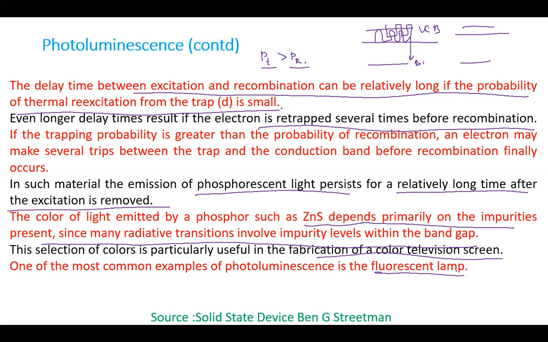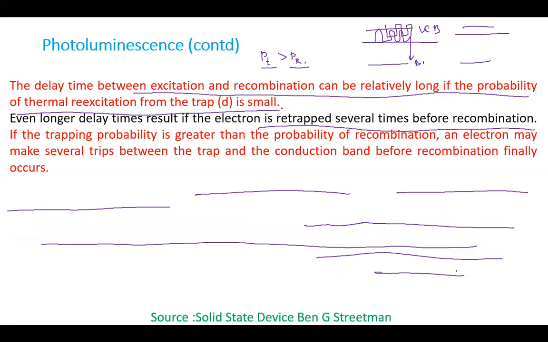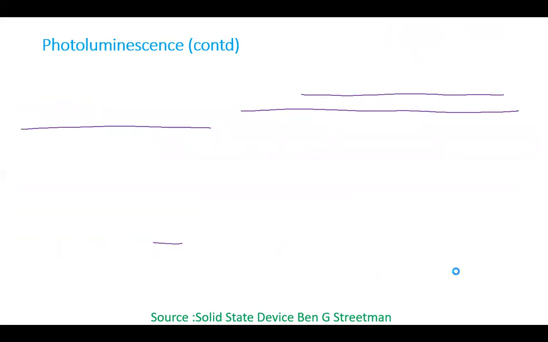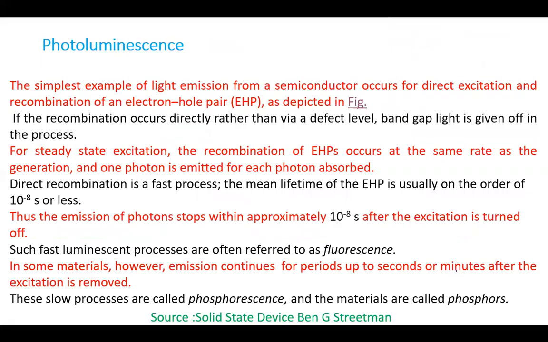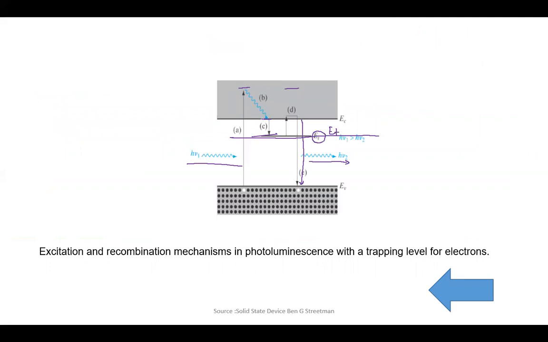I hope you understood the concept of luminescence. In luminescence, the important thing to know is that whenever there is a recombination from this level to this level, there is some energy. But before recombination, there will be certain thermal re-excitations. The more the thermal re-excitations, the longer the duration of the luminescence will be.